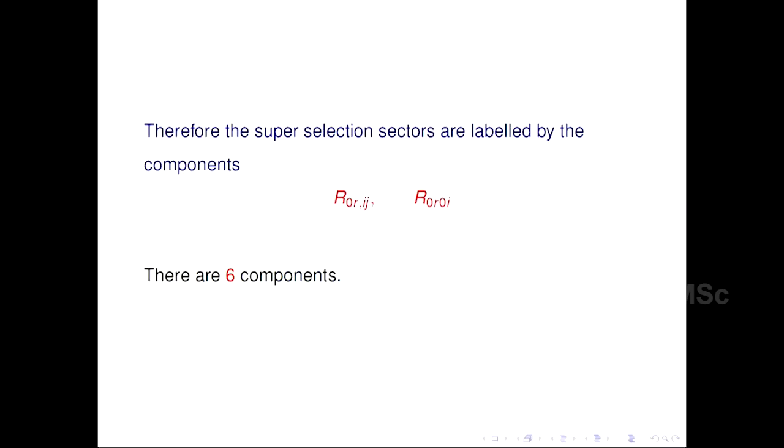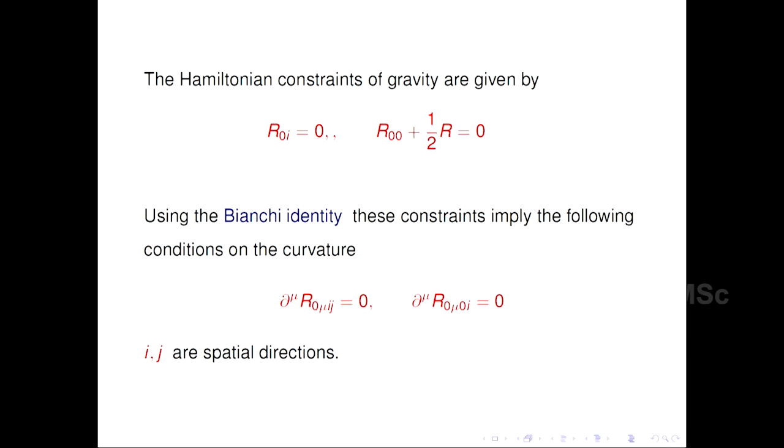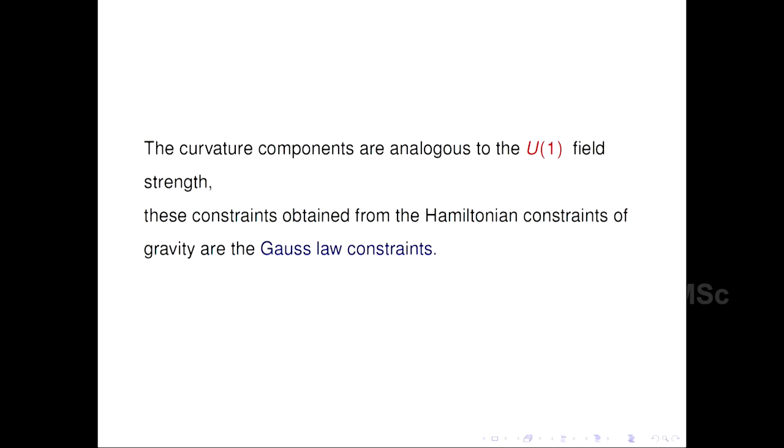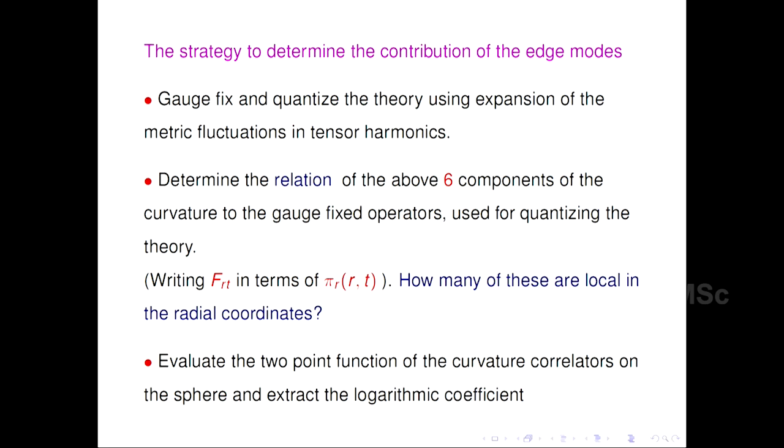Therefore, let me show that again. Here are the Gauss law constraints, and the superselection sectors are basically the fields which are kept the same outside and inside that particular region. These are the superselection sectors. They're labeled by 6 components, and the strategy is similar. We follow the same strategy: gauge fix and quantize the theory using metric fluctuations of tensor harmonics, and determine the relation between the 6 components and the gauge fixed operators which you use to quantize the theory.